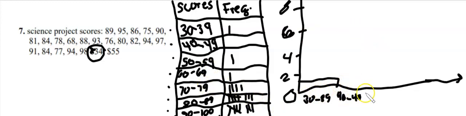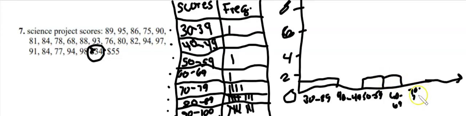The next section is 50 to 59. And that's going to be 1, just like that first little category. I'm going to make my bar just a little bit smaller. Then I'm going to do 60 to 69. And that's one person as well. Then I'm going to do 70 to 79. And that is 4. So I'm going to go up to here. I try to make it as even as possible. You can do little dotted lines across just to make things a little bit even.